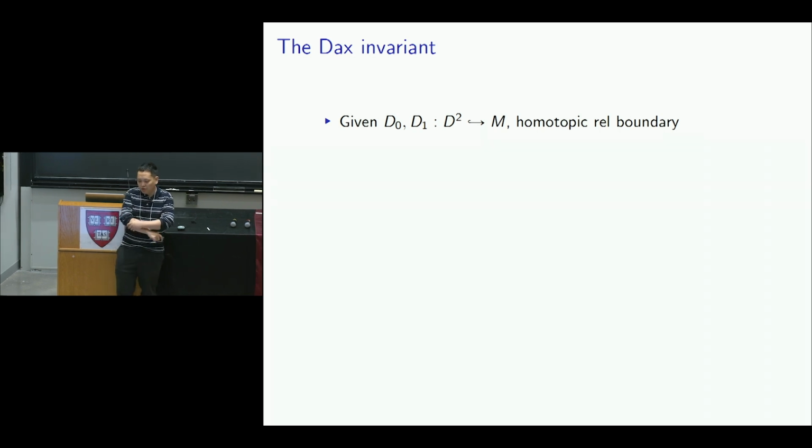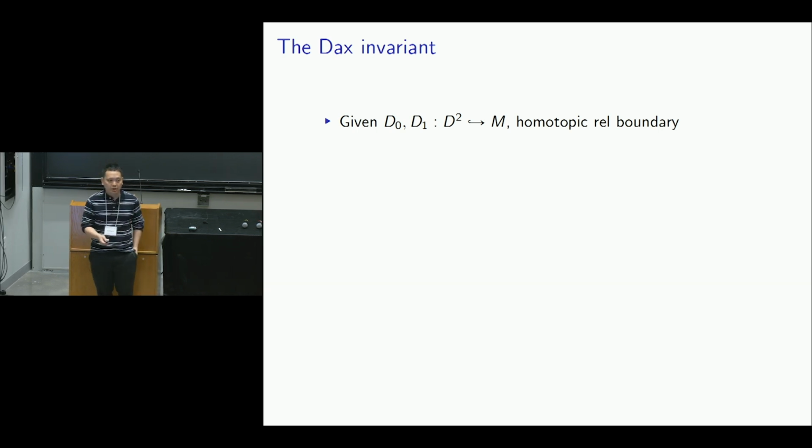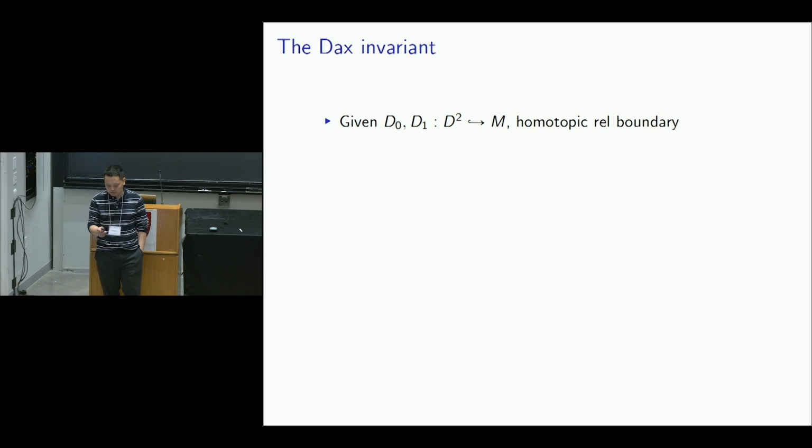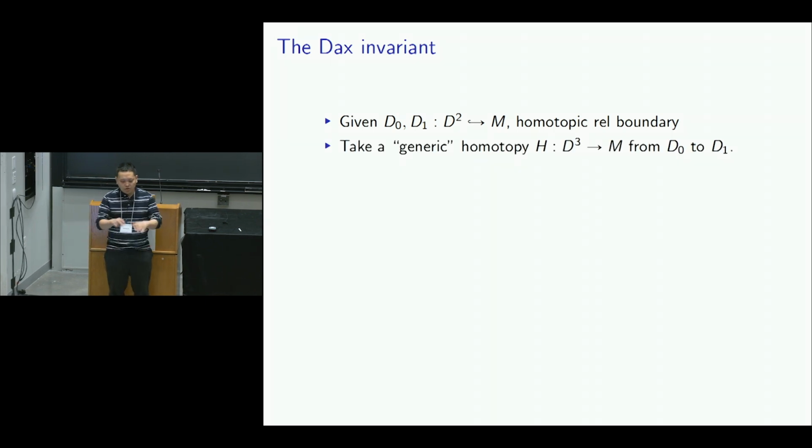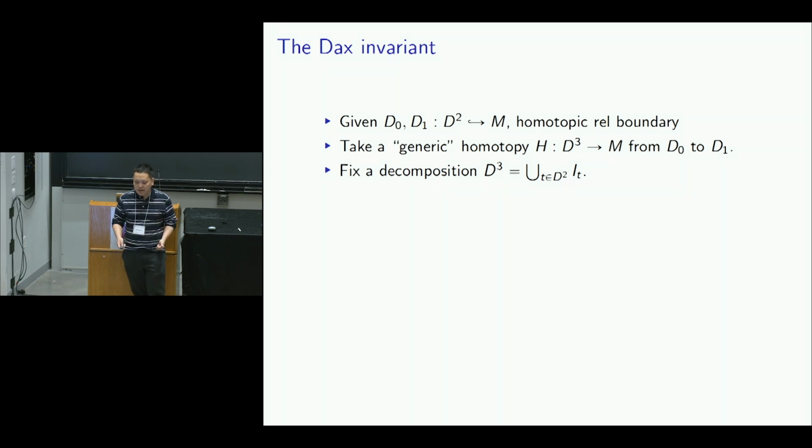Given two embedded disks in a four-manifold, let's assume they are homotopic to each other relative to the boundary. Then let's take a generic homotopy from D0 to D1. I won't try to discuss what generic means. Basically, you perturb it so that it's smooth and satisfies some transversality condition.